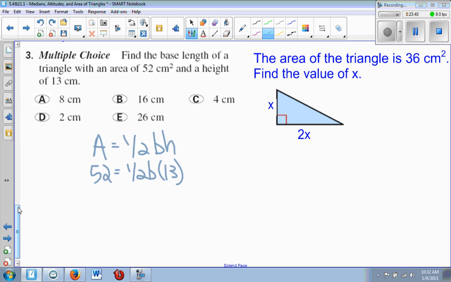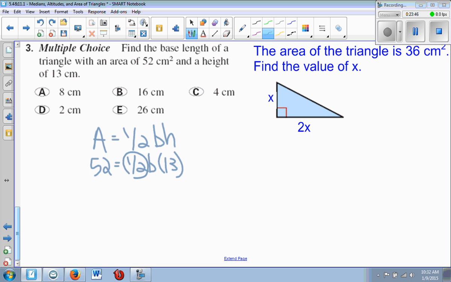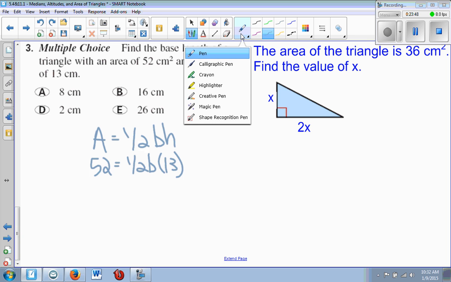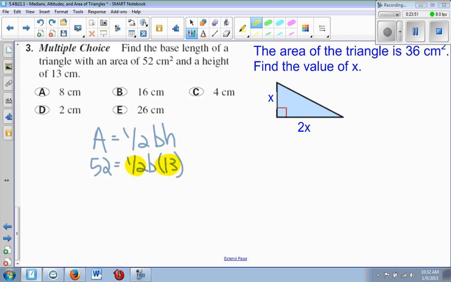So all I have to do is solve for the variable that's left over. What we're going to do is multiply the 1/2 and the 13. Those 2 get multiplied together, and we get a value of 6.5. And so what I need to do now in order to solve for b is just simply take the 52 and divide by 6.5. 52 divided by 6.5 gives me a base length of 8. So looking at my answers, we get a base length of 8.